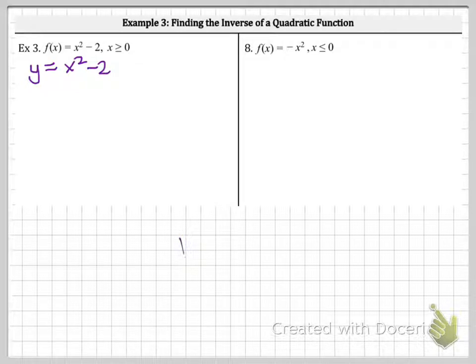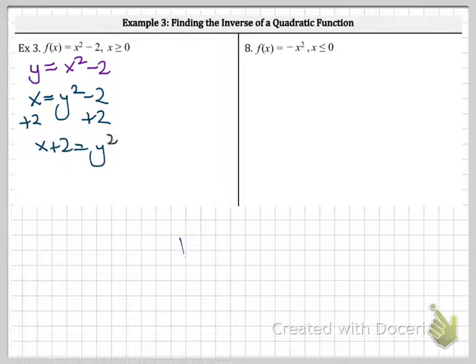Then what you do is you switch the roles of x and y, exactly as they are. So x equals y squared minus 2. And then we're going to solve for y. So let's add 2 to both sides. We get x plus 2 equals y squared. Next, we take the square root. Remember, when you take the square root, it is y equals plus or minus the square root of x plus 2. So you get a plus or minus.